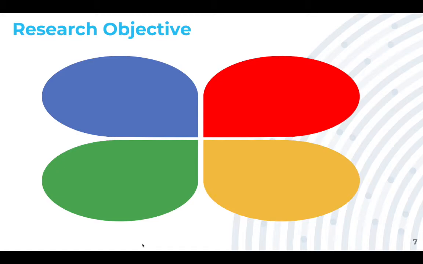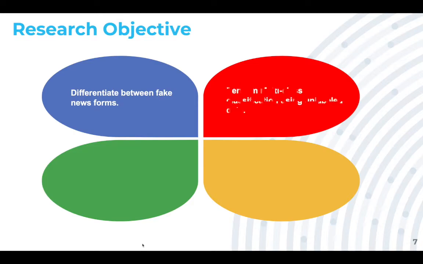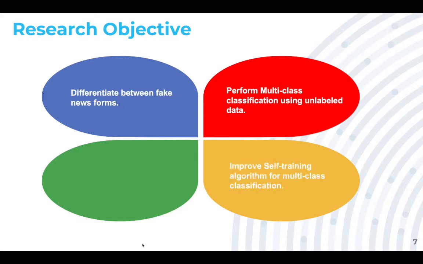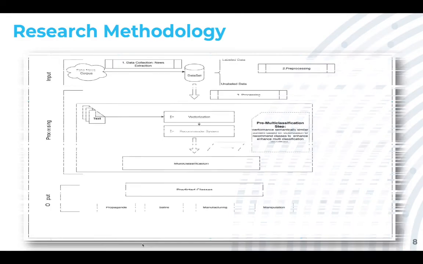Moreover, the objective of our research can be classified into 4 main ideas. The first one, differentiate between fake news forms. The second one, perform multi-class classification using unlabeled data. The third one, improve the self-training algorithm for multi-class classification. And the last one, differentiate between classification types. So the purpose of our research is to provide a model that helps users to detect forms of fake news when there is a lack of labeled data.